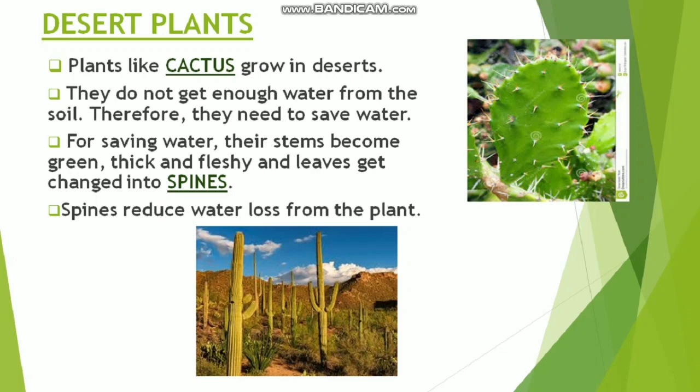So for saving water, their stems and leaves become thick and fleshy due to the storing of water, and their leaves change into spines. When we were reading about the process of photosynthesis, I told you plants also release water vapor through their leaves during photosynthesis. So spines reduce water loss for the plants. So these were the categories of some uncommon plants.